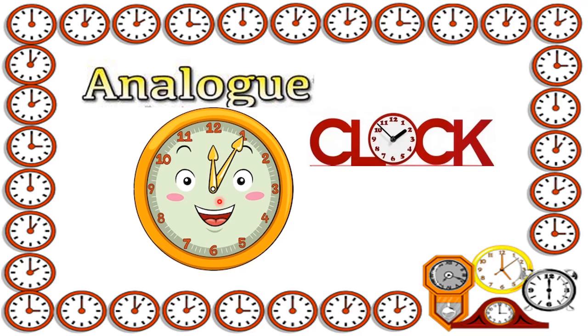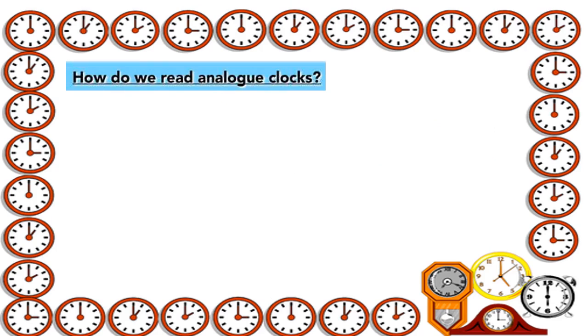This clock is called an analog clock, okay? What is the name of this clock? Yes, it's an analog clock, and in an analog clock, we can see the time by hands. The analog clock has two hands. One is a small hand and one is the large hand.